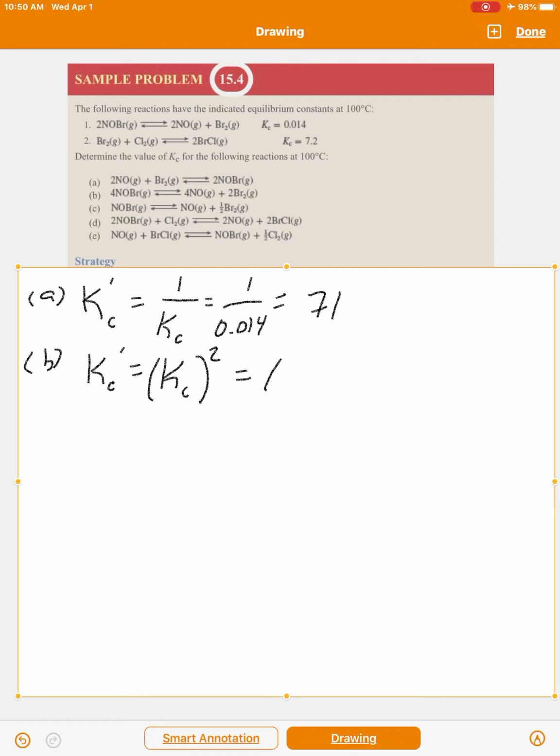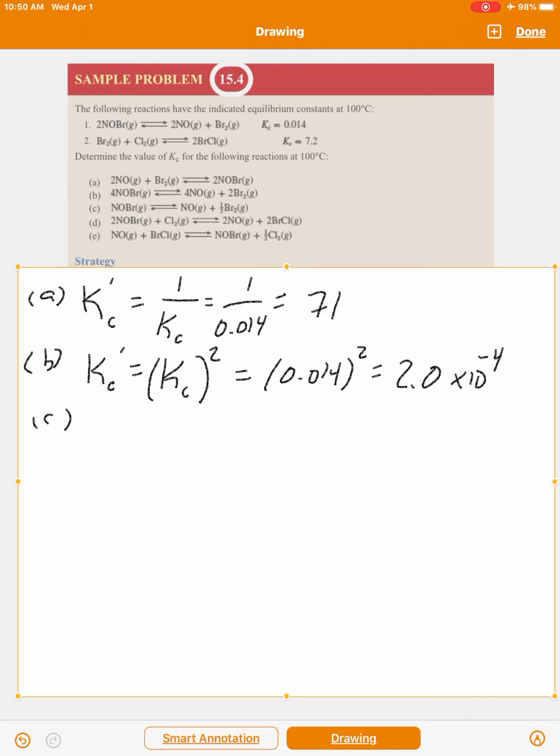So this would be 0.014 squared. Now that's going to make it smaller. If you take 0.014 and you square it, you get 1.96. I guess it's around 2.0 times 10 to the minus 4. So the coefficient that you're multiplying by becomes an exponent.